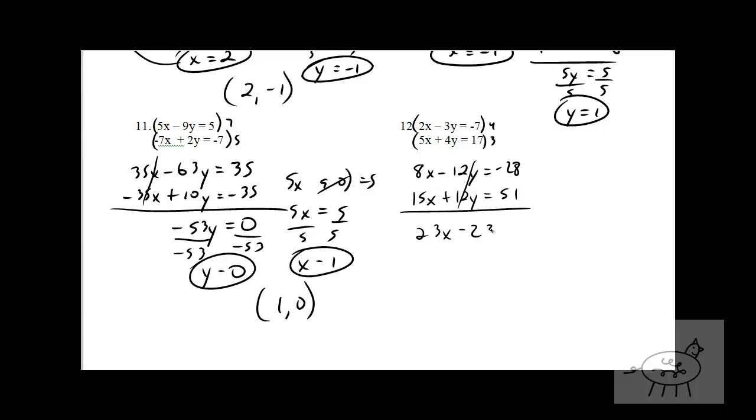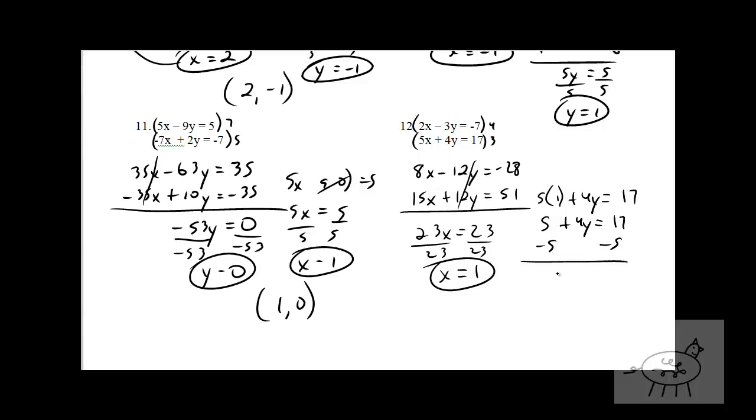Divide by 23. X comes out to be 1. Sweet. Okay, and then again, I'm going to plug it into the second one. It's a lot less negatives. So 5 times 1 plus 4y equals 17. So 5 plus 4y equals 17. Minus 5, so 4y equals 12. Divide by 4. Y equals 3. So there we got it, guys. 1 comma 3.